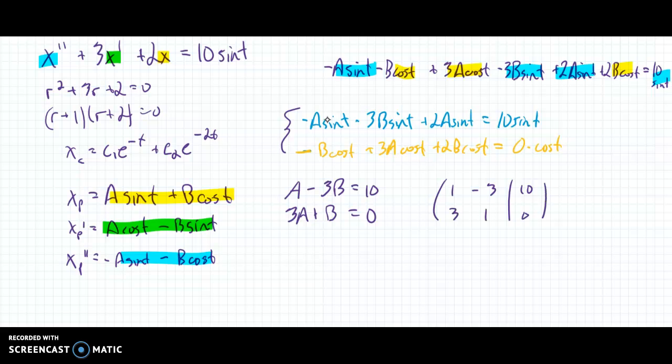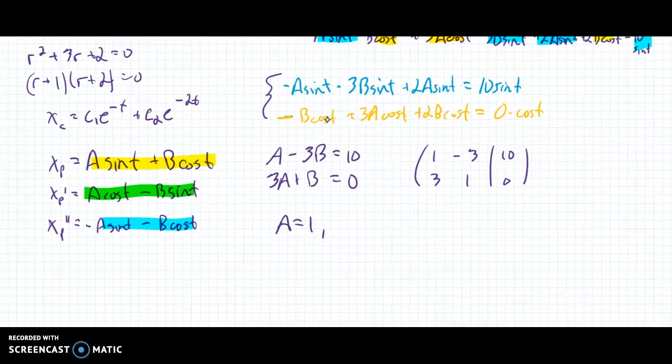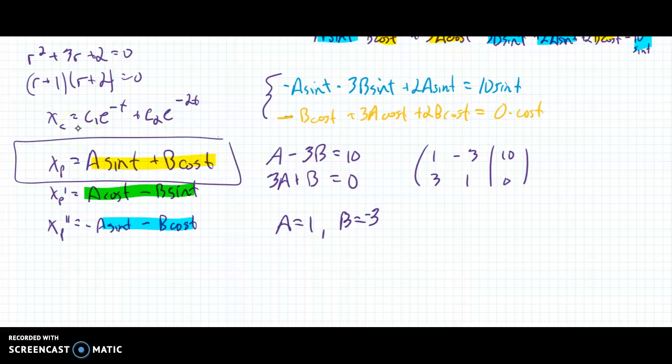You could totally solve this by hand, but I find it tedious, and I'm fine with you using a calculator to solve it anytime you come to one like this. And what do we get? We get a equals 1, and we get b equals 3. I'm going to check that real quick. Checked it. It's negative 3. So what's that mean? If you remember, this line was the xp. So the a and the b go in there. So my xp is equal to 1 times sine t minus 3 cosine t.